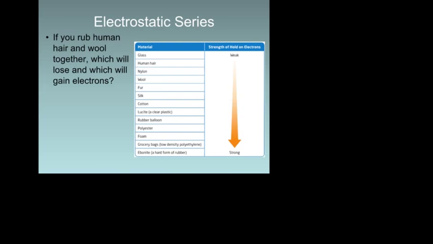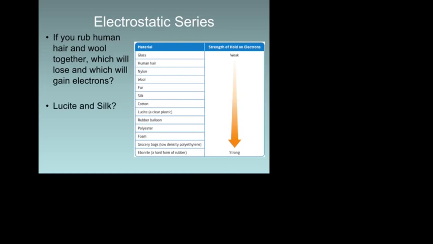So if we look at this electrostatic series, if you were to rub hair and wool together, which one would lose electrons and which one would gain electrons? So human hair is up here, pretty weak hold on electrons. Is the hair going to lose electrons or is it going to gain them? And we have wool is lower, it's got a stronger hold. Is the wool going to lose electrons or gain electrons?